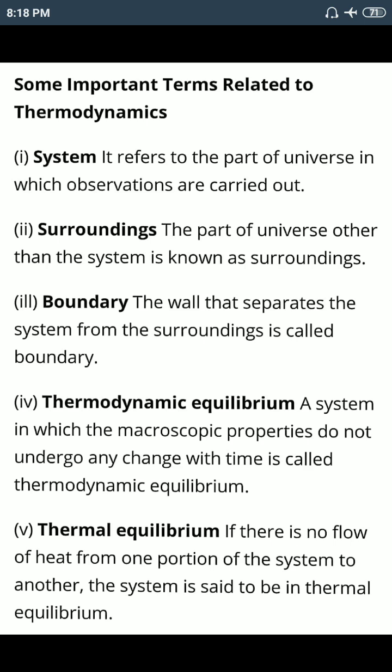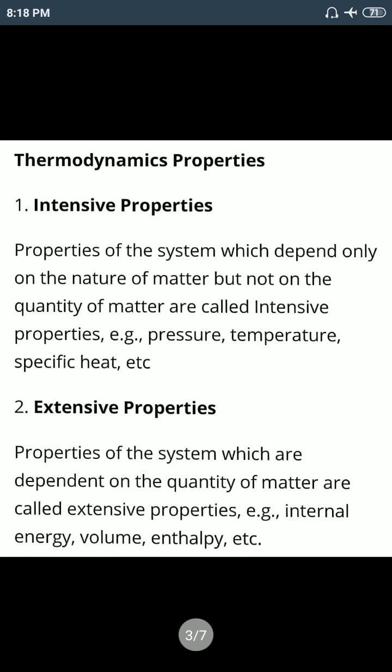Understand? System, surrounding, boundary, thermodynamic equilibrium and thermal equilibrium. You also studied thermodynamics in chemistry. These terms are also used in chemistry, but a little differently. Whatever you studied, the first law, the zeroth law, you also studied in chemistry, but the sign convention we use in physics is opposite in chemistry. That means work done or heat that is positive here will be negative in chemistry. We will discuss it later.